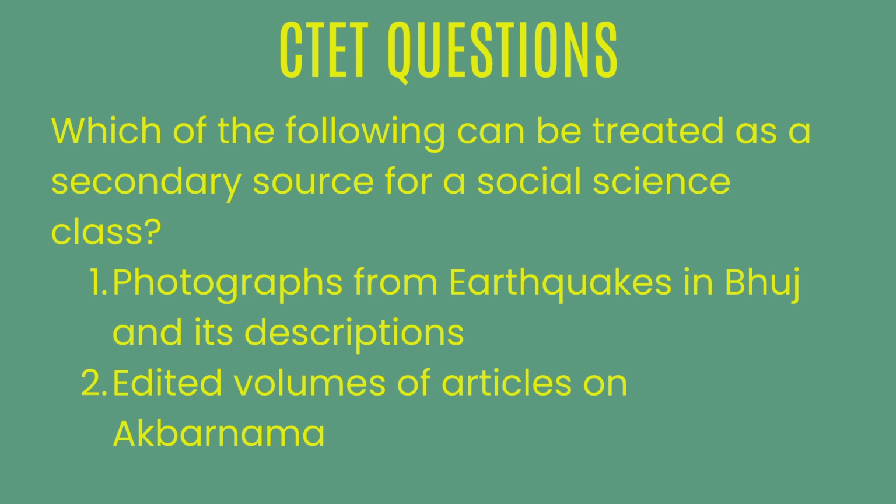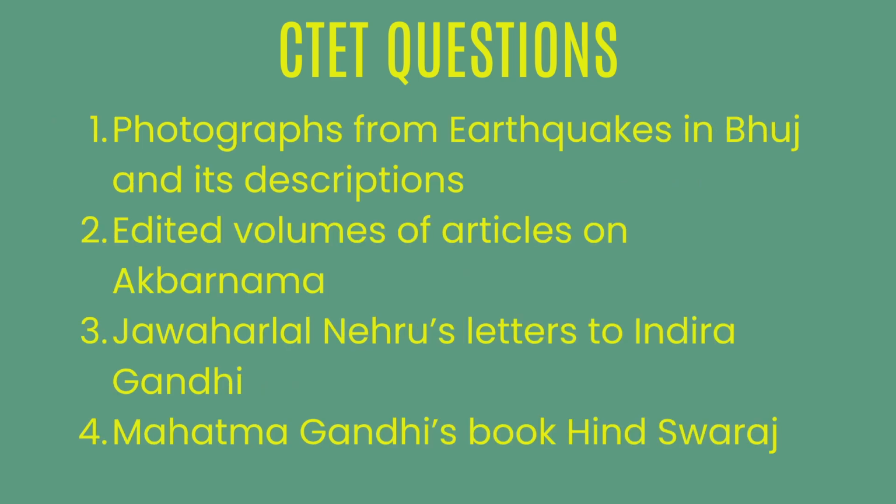Which of the following can be treated as a secondary source for a social science class? Photographs from earthquakes in Bhuj and its descriptions, edited volumes of articles on Akbarnama, Jawaharlal Nehru's letters to Indira Gandhi, and Mahatma Gandhi's book Hind Swaraj. So, if we are looking at secondary source, then the edited volumes of articles on Akbarnama, because this is not the Akbarnama that we are reading, we are looking at the edited volumes. So, that would become a secondary source.